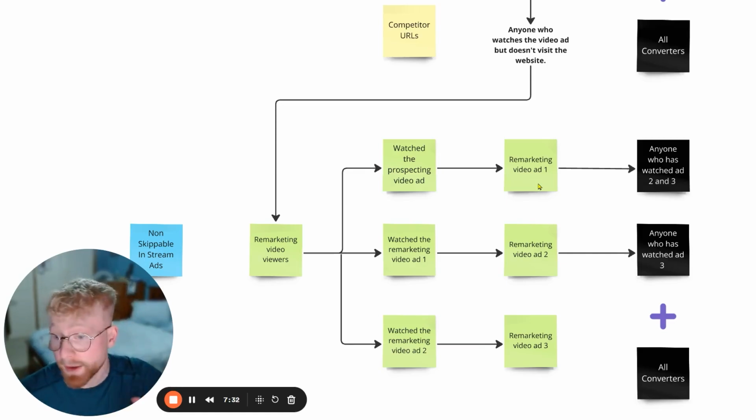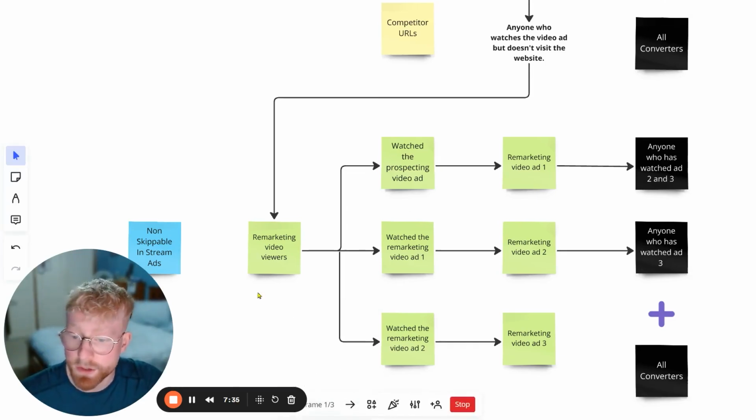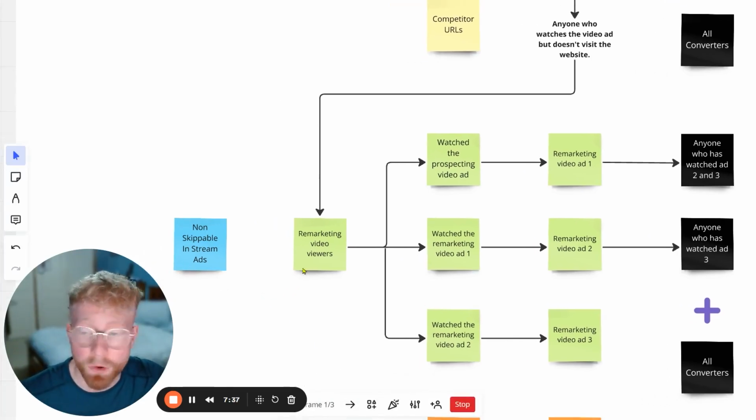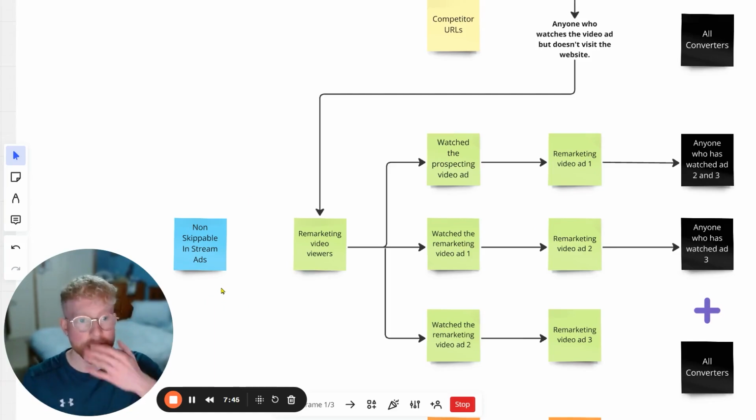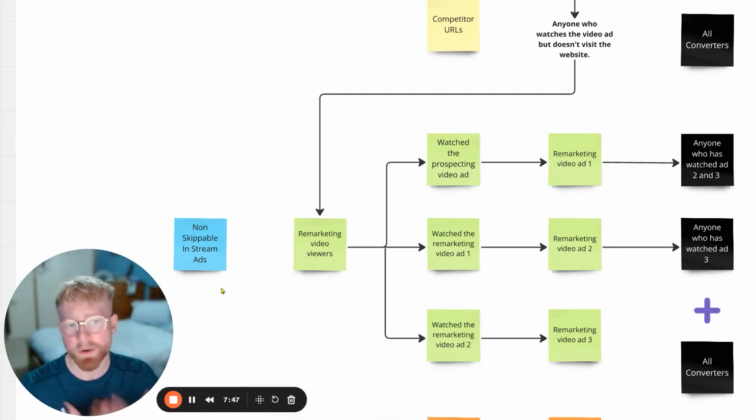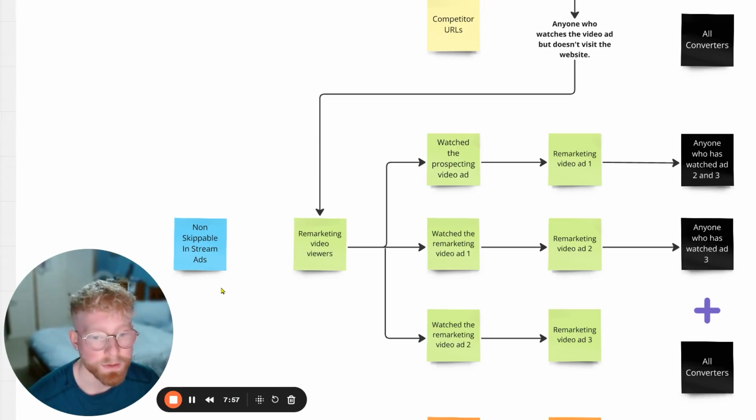Now, key point here that I forgot to mention was the video format, or the campaign format, is a non-skippable in-stream ad. And this is really important. So what this means is you're going to be running the campaign at a CPM bidding model with an awareness objective, right? And as a result, what that means is we're paying for every impression that the video generates.